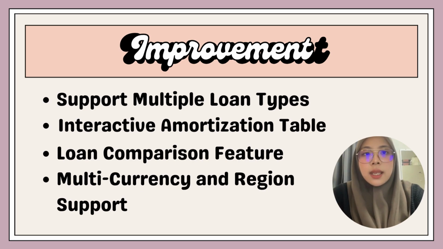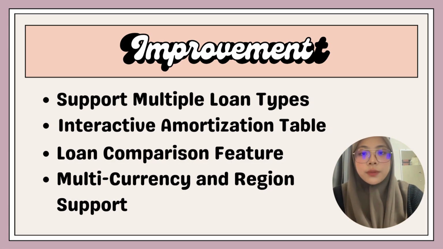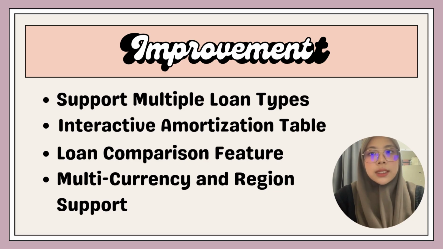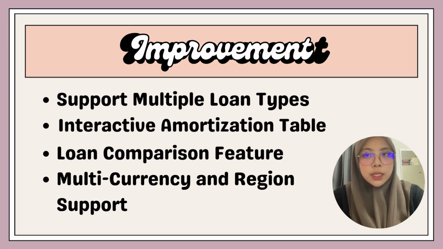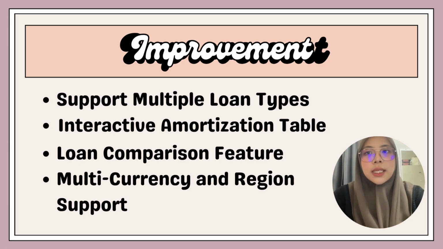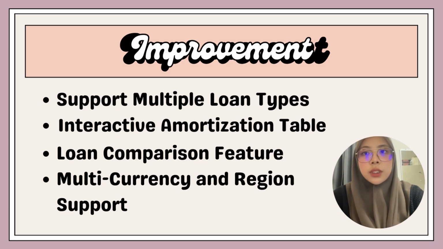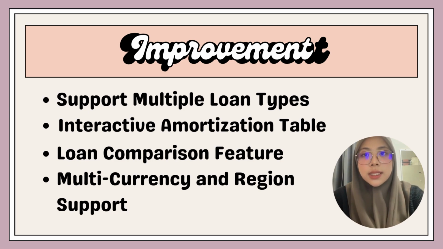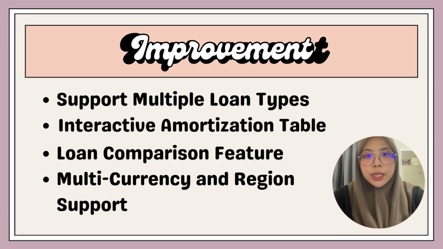Okay, for the last slide, I want to present about improvements. How to improve the loan calculator. Okay, for the first one, support multiple loan types such as bond, fixed maturity loans, different payment loans, and amortized loans in one interface. Okay, second, interactive amortization table, displaying monthly principal and interest and remaining balance in a dynamic table format.